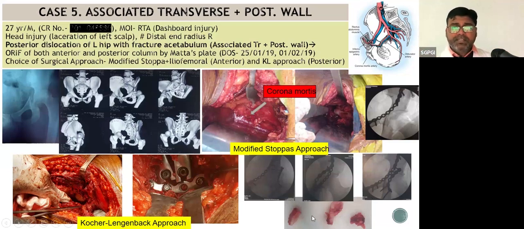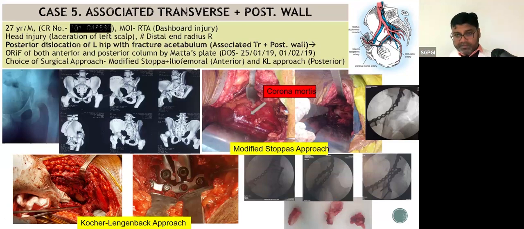As you can see, these are the intra-articular loose bodies that we have removed. Even after fixation, there may be some fragments of bone which lie within the joint, and it is our duty to remove those fragments, because if we leave them as such, that may enhance the chances of osteoarthritis in the future. Despite good fixation and reduction, you may land up with osteoarthritis in these patients. However, this patient was doing quite well.